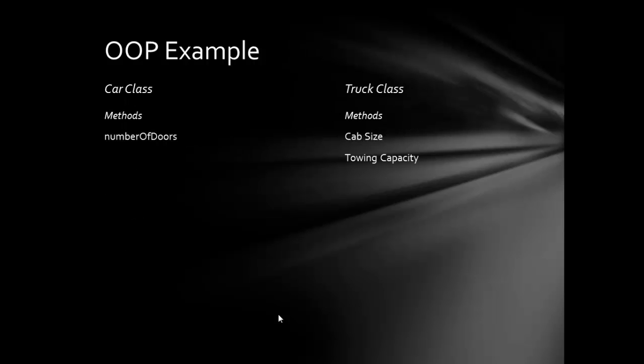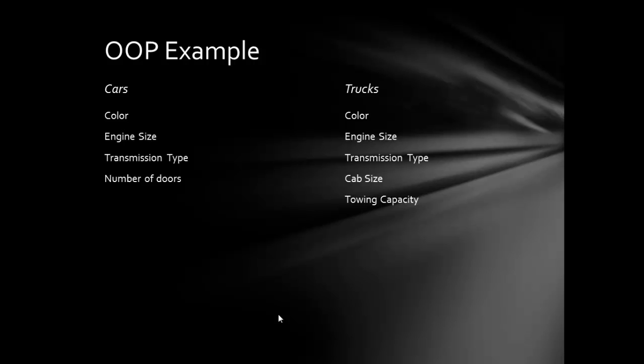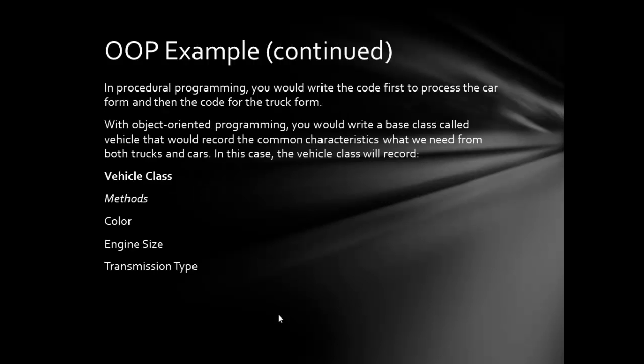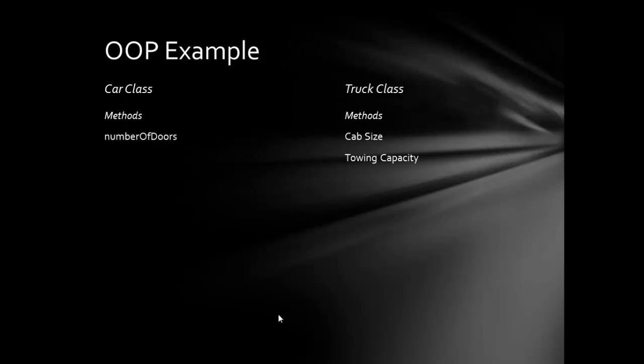So here we would create a car class, and our method in our car class is number of doors. If you recall, we had in the cars color, engine, transmission, number of doors. We pulled color, engine, transmission into its own vehicle class, so the car class inherits everything from the vehicle class, so we just had to add number of doors. Same thing with truck class. We had to add cab and towing capacity to that.